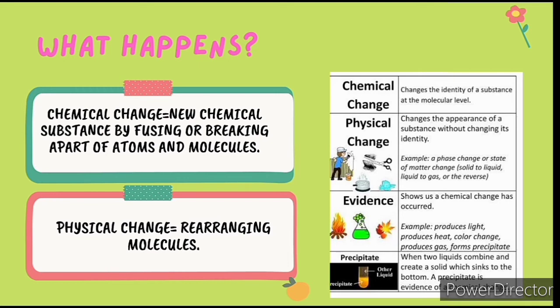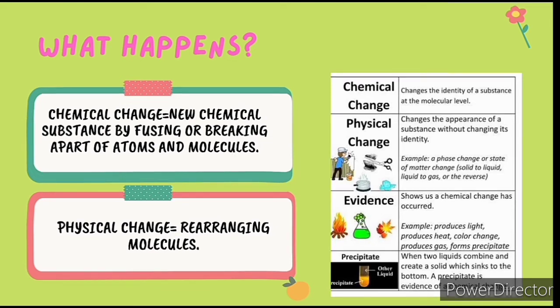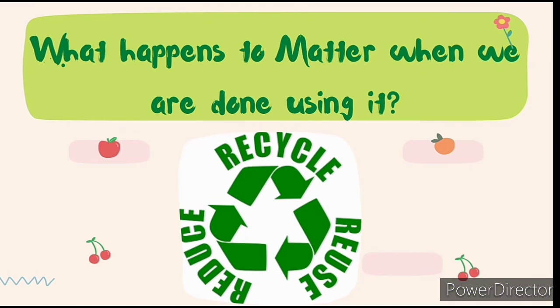So how do you know a physical change has occurred? By rearranging of molecules. For example, the process I gave you, melting, where you melt the butter into liquid. In a solid, the particles are closely packed together. By the time it begins to change to liquid, what happens to the particles? The particles are farther apart. When there's a rearrangement of molecules, physical change occurs. And when there's a fusing or breaking apart of atoms and molecules, chemical change occurs.